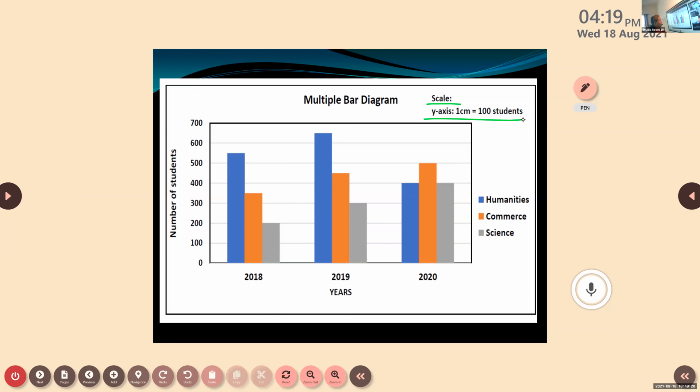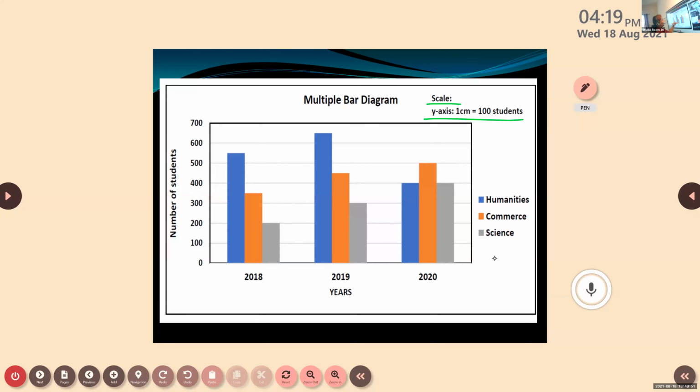And when you have done that graph, on the side of this, you can see what color they have used for each subject. So that key or that note should be given there. Make a small square there. Whatever pattern you have used for humanities, commerce, science, please enter there. It is compulsory that this should be given.